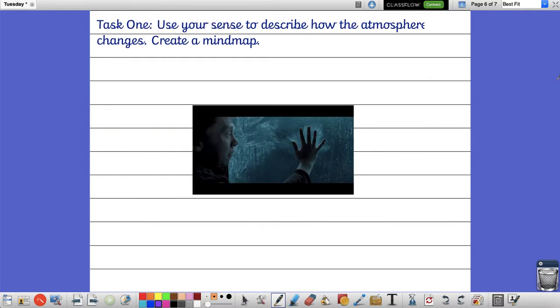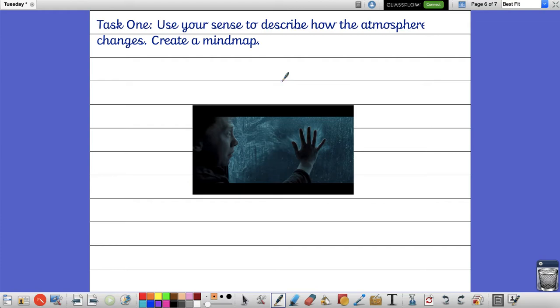Okay, so task 1 today is you're going to use your senses to describe the atmosphere changes in the scene. So we're looking at now the 3rd film where the Dementors come and they're on the train. And we're looking at how when the Dementors come, the atmosphere changes within the train and also outside as well. So I'm going to start you off by writing a few words I think would describe the atmosphere. So you can use the ones from your previous page to help you as well.